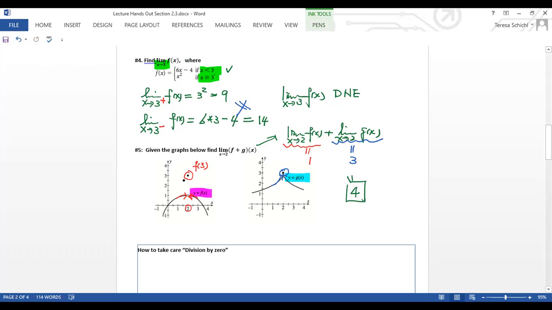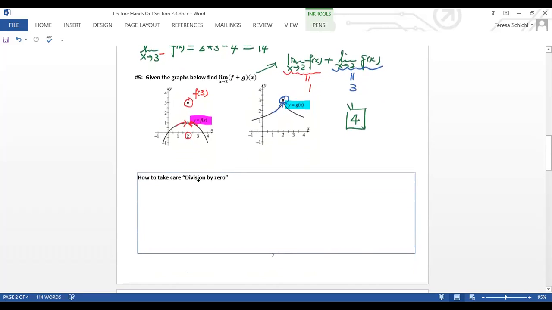And then in the next lecture, we're going to talk about what it means if they are equal. All right, so let's take a look at the next thing here.